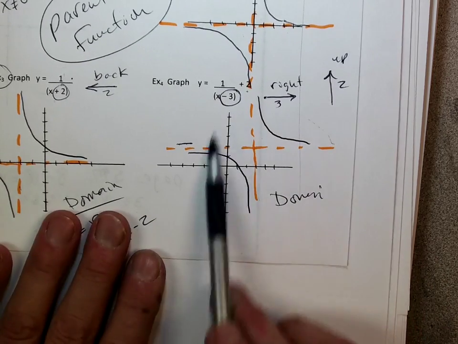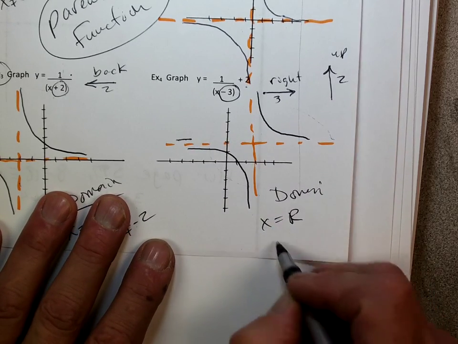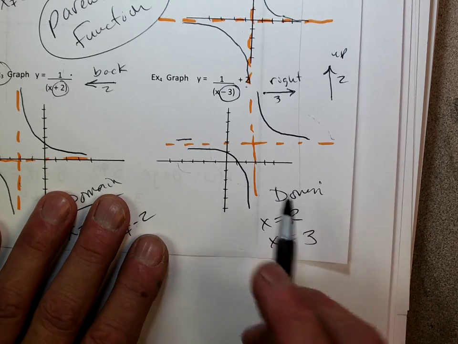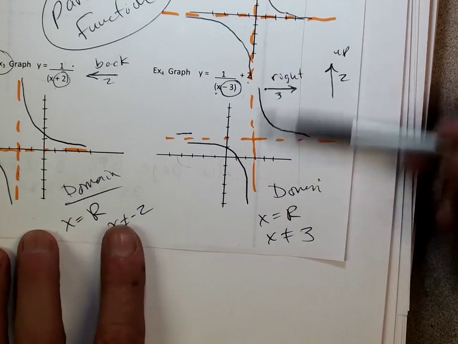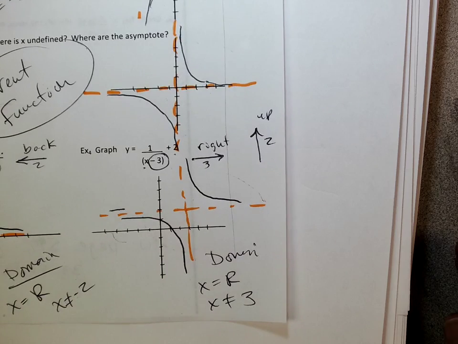Domain. So in this graph, what's the domain? All real numbers, except what can x not equal to? Positive 3. Good. Because 3 minus 3 makes 0. Okay, good. And you can even see it doesn't exist. 3 does not exist, right? Okay, ready to turn the page? Oh, there's too many on that.